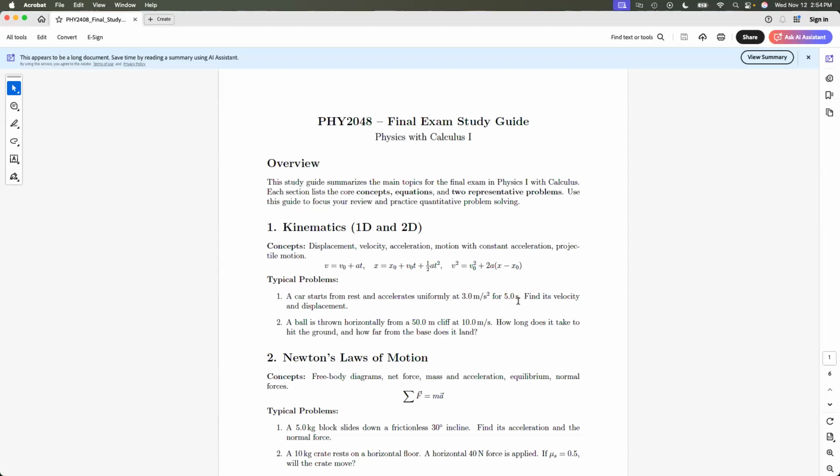Okay, let's take a look through this study guide. Now, keep in mind here, this is not meant to be exhaustive. Clearly, we've covered a lot more types of problems than are listed here. This is just a broad overview of the major topics. So starting at the beginning, displacement.